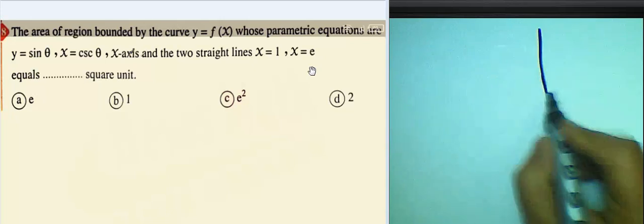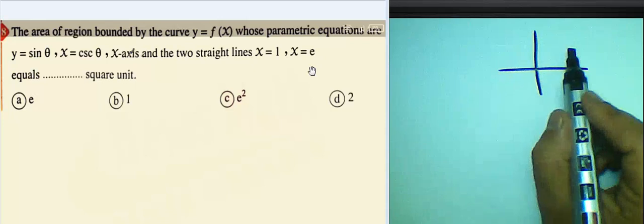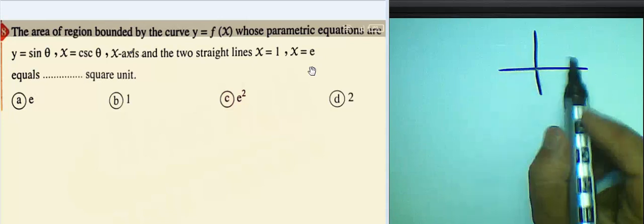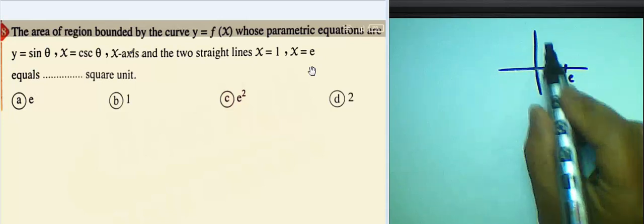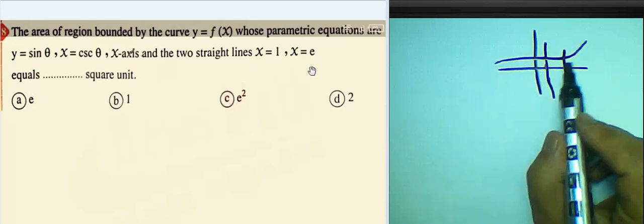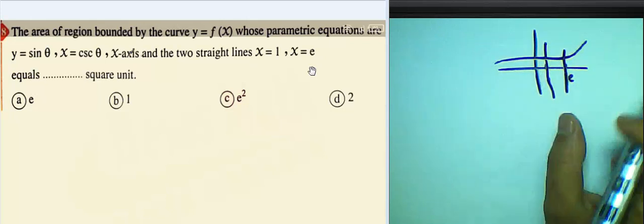Question 18. The area of the triangle bounded by the curve y equals f of x, whose parametric equations are y equals sine theta and x equals cosec theta, the x-axis, and the two straight lines x equals 1 and x equals e. He asks about the area of this region, if we draw x equals 1 and x equals e, and we have a curve here about y and x.